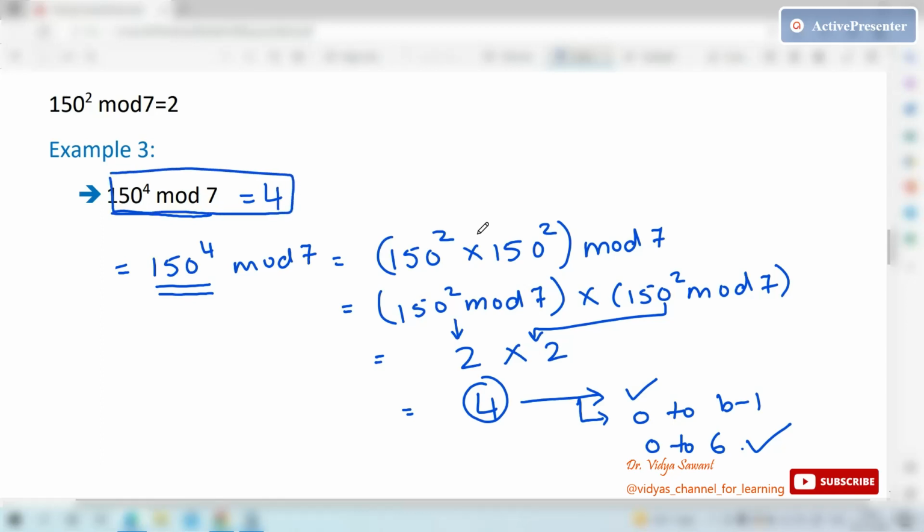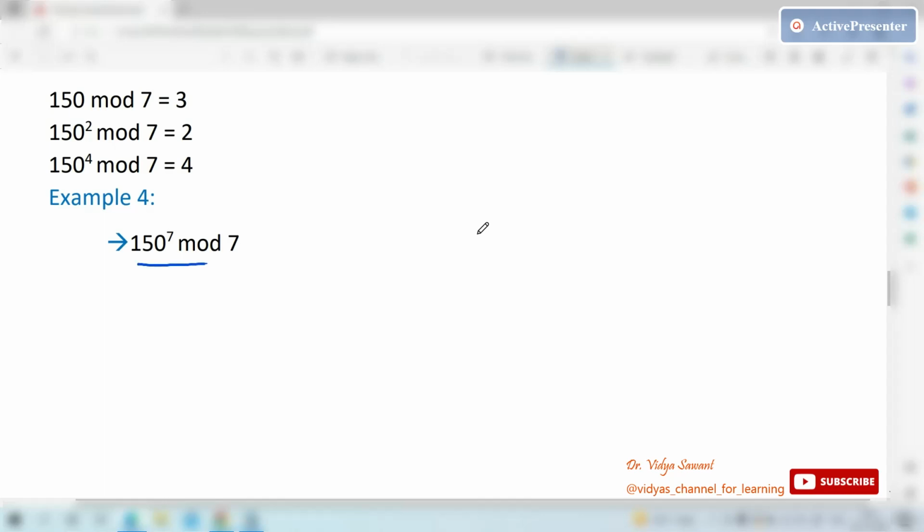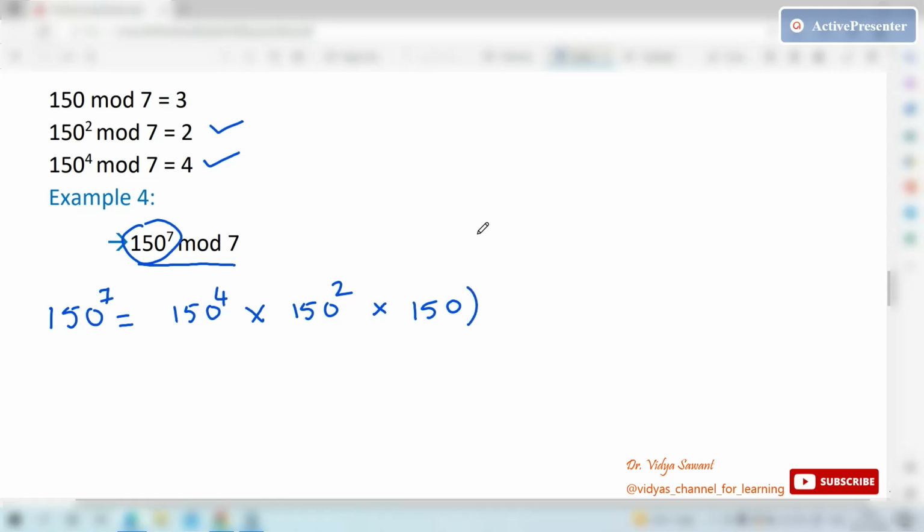So with these answers that I computed, let me say now I want to find what is 150 raised to the power of 7 mod 7. So 150 raised to the power of 7 can be represented as 150 raised to the power of 4, which I have calculated already, multiplied by 150 raised to the power of 2, which I've calculated and I know the answer. So what is left out now is 150. So it basically becomes mod 7. This is nothing but 150 raised to 4 plus 2 plus 1, so 150 raised to 7.